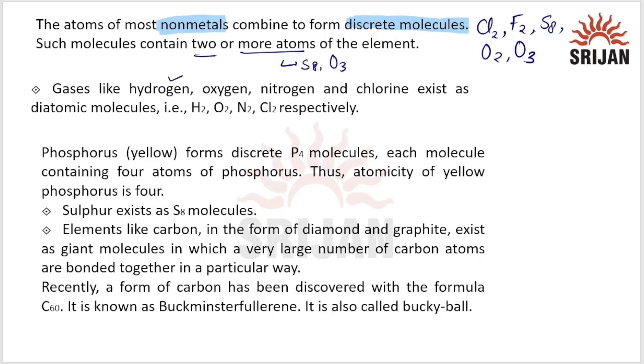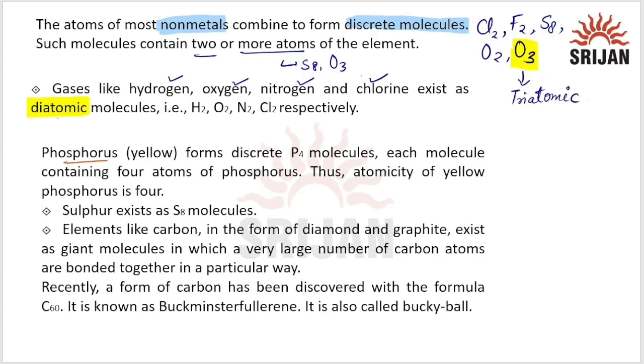Gases like hydrogen, oxygen, nitrogen and chlorine exist as diatomic molecules. So molecules having two atoms are known as diatomic molecules. Three atoms means triatomic. So O3, ozone, is triatomic because its atomicity is 3.